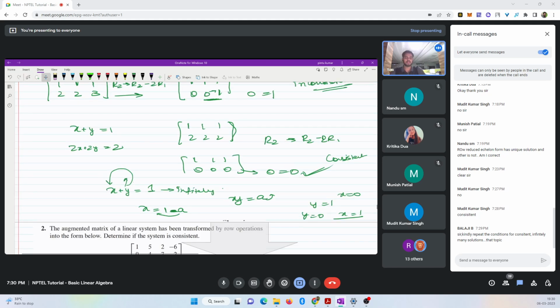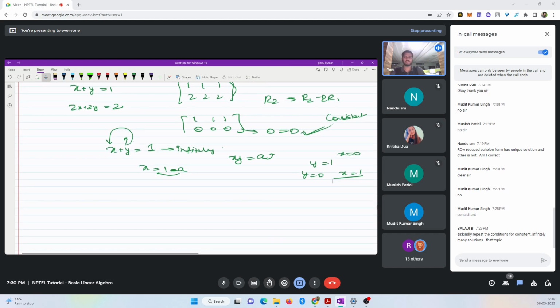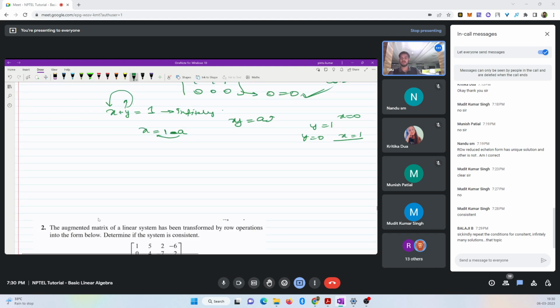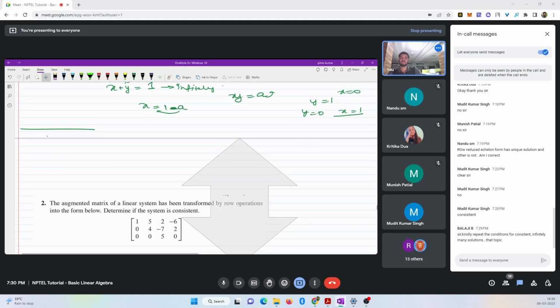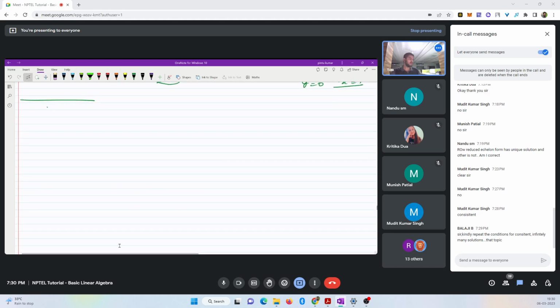See, if you want the exact condition, I can write it. Let's say you row reduced the matrix. This is your augmented matrix. This is A and B. You have some entries over here.